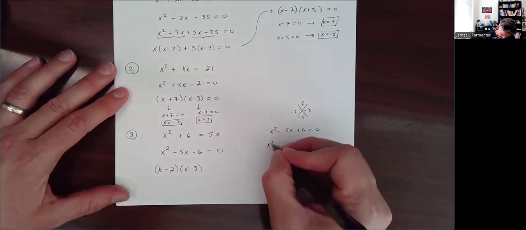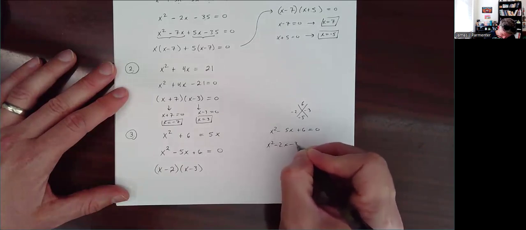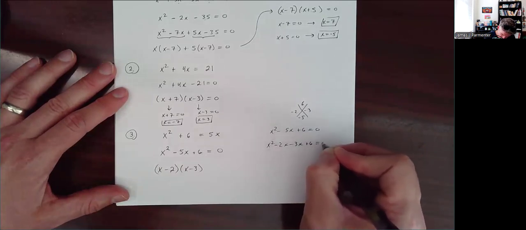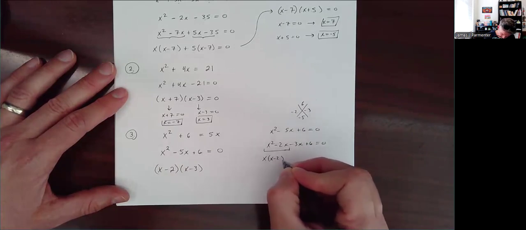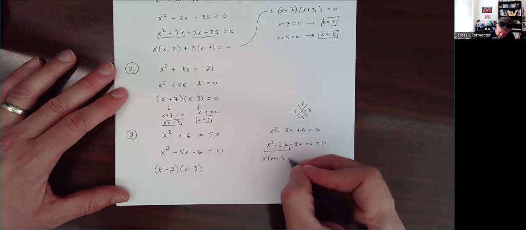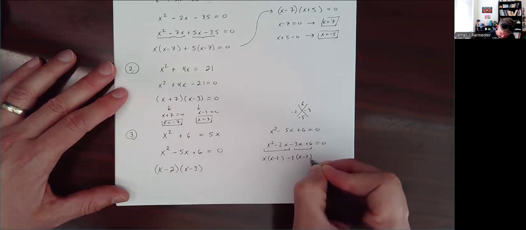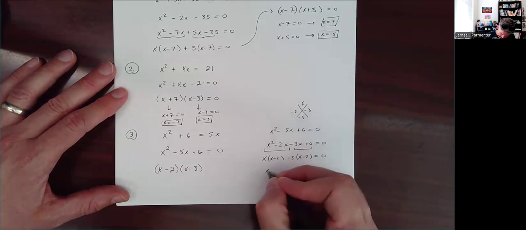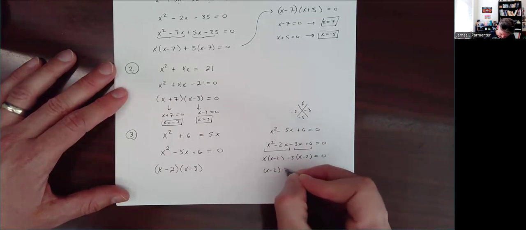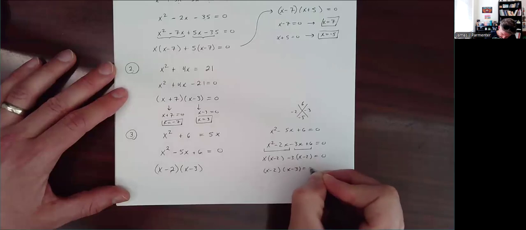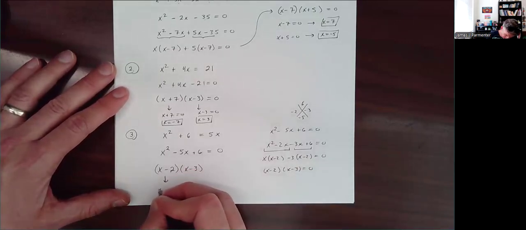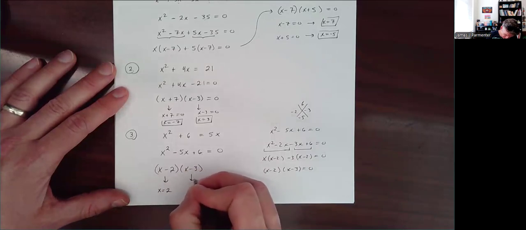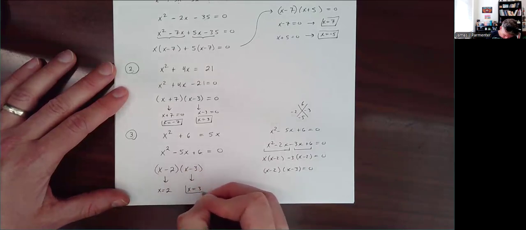Becomes x squared minus 2x minus 3x plus 6 equal to 0. And then we factor by grouping. Factor out an x, you're left with x minus 2. Factor out a negative 3, and you're left with positive x minus 2. Factor out an x minus 2, and you've got x minus 2 times x minus 3. Oh, look, it's the same. So either way you do, it's fine. And then we're going to set each factor equal to 0. This is going to give me x equal to positive 2. This is going to give me x equal to positive 3. And those are my solutions to this equation.